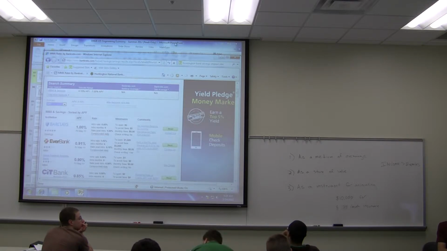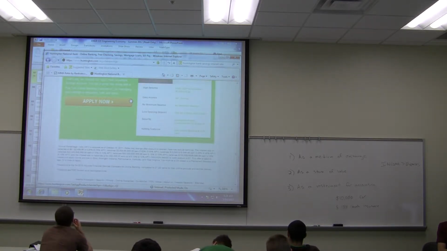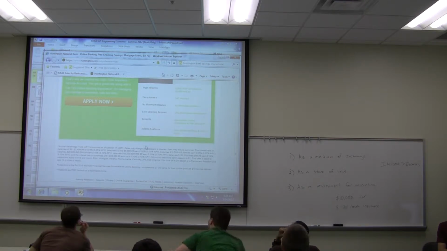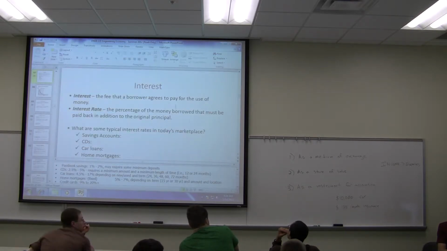What about fees? The Huntington National Bank, the 0.05. You didn't say anything about fees. Oh, let's see. Fees may reduce earnings. If you make too many withdrawals on a savings account, sometimes they'll hit you up with a fee.